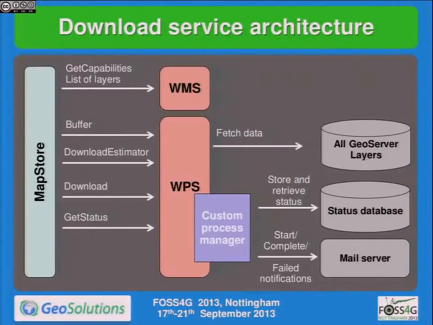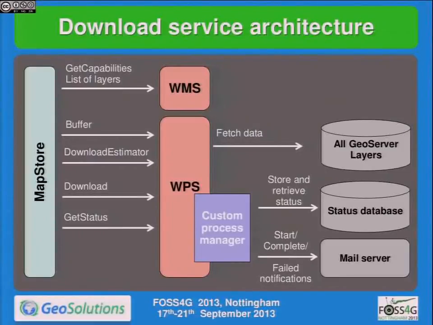And the client, which is called the MapStore, which is, by the way, another open source project that we are developing, does a number of calls to the WPS. One is the buffer. We already talked about it. It's a synchronous call. It can do a download estimator call, which is another custom process that we developed, which allows us to estimate how much data will be extracted, because we have limits on it. We don't allow people to extract 10 gigabytes of data out of the data sources.